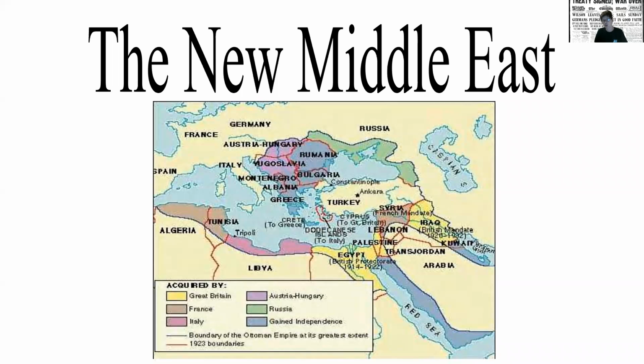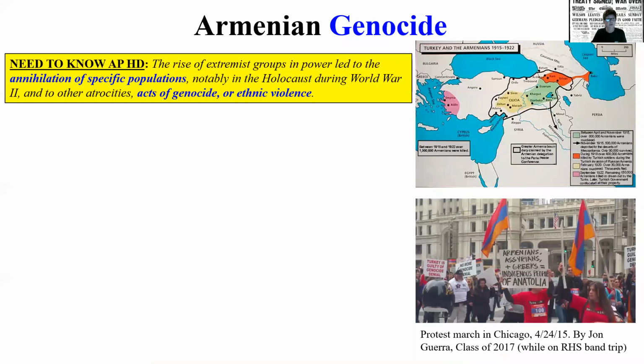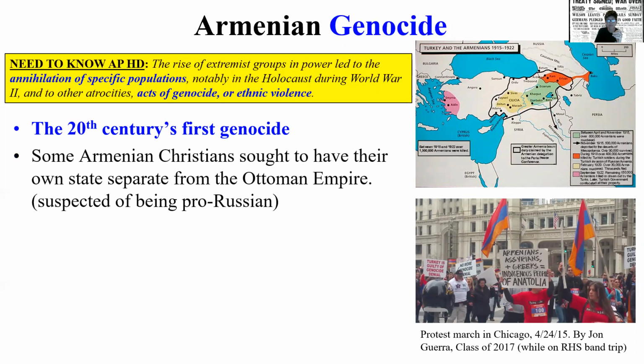So let's look at the new Middle East. This used to all be the Ottoman Empire. The rise of extremist groups in power led to the annihilation of specific populations and acts of genocide or ethnic violence. Now, I'm going to talk about the Holocaust in World War II. But here's another example. This is considered the 20th century's first genocide.